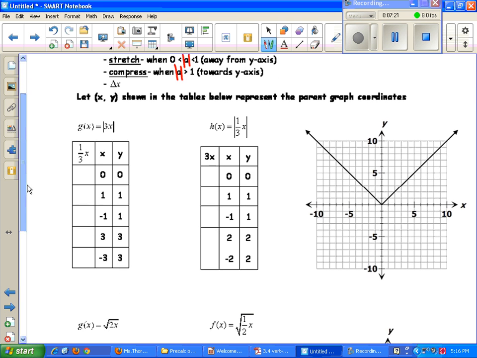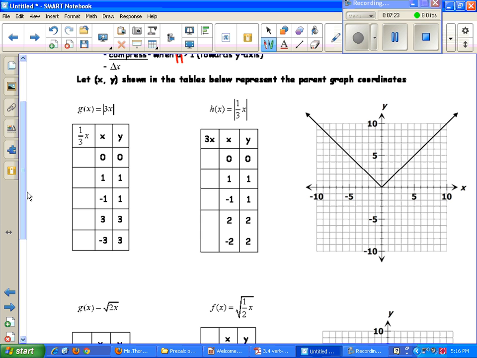So let x and y that's already shown in the tables below represent our parent graph. So this is the parent coordinates. And what is our parent function? Our parent function is over here, which is y equals the absolute value of x. So for this first one, we have a 3. We said that if our a value is greater than 1, I know it's going to be a horizontal compression by a factor of 1 over our a value. So in this case, 1/3.